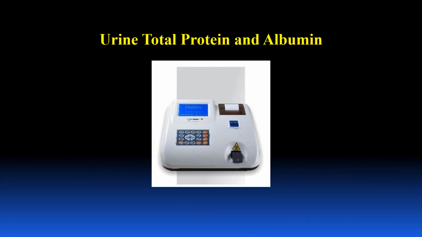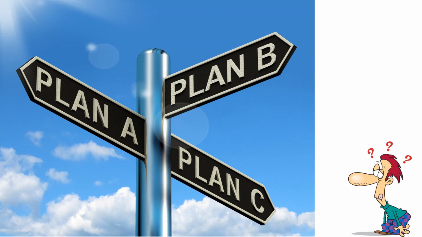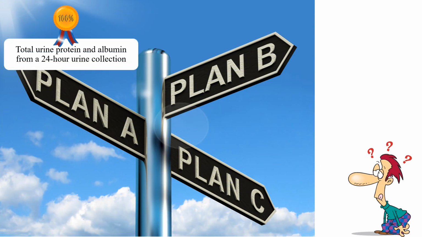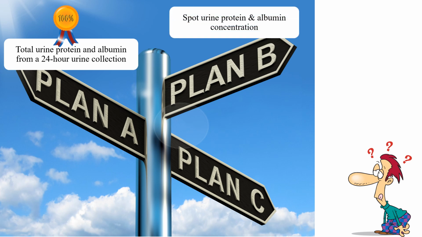We can measure urine protein and albumin levels to assess the degree and source of kidney injury. The most accurate measurement of urine protein and albumin is from a 24-hour urine collection. However, this can be cumbersome for patients to collect urine over a 24-hour period. Measuring urine protein and albumin concentrations from a random urine sample is easy to do, but it does not accurately reflect the true degree of proteinuria and albuminuria because urine concentration varies over the course of the day.